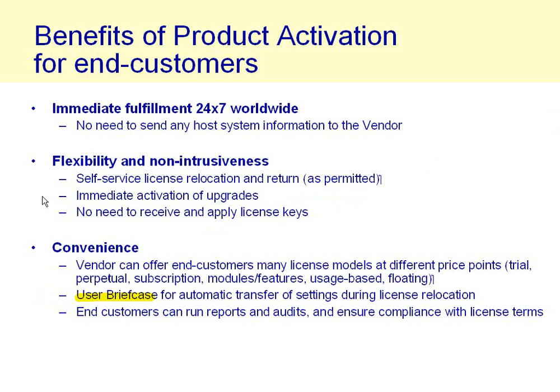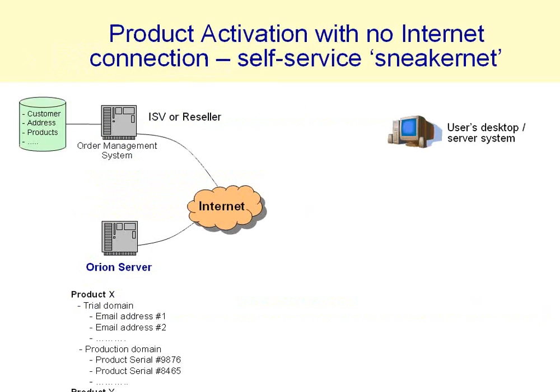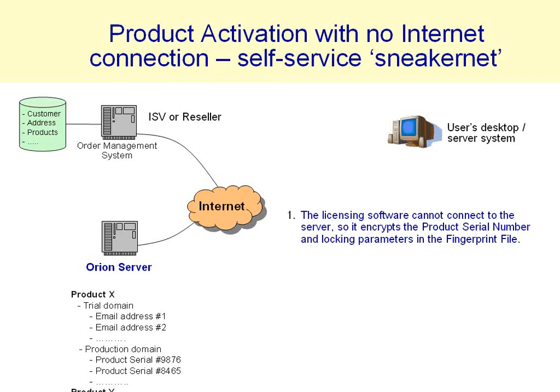Okay, so that's all great if you have a network connection. So what if you don't? Let's start moving into some of the more corner case scenarios. The primary mechanism, and there are others, for dealing with that instance is what we call SneakerNet. So the same setup as before, but in this case there's no network connection from the user's machine.